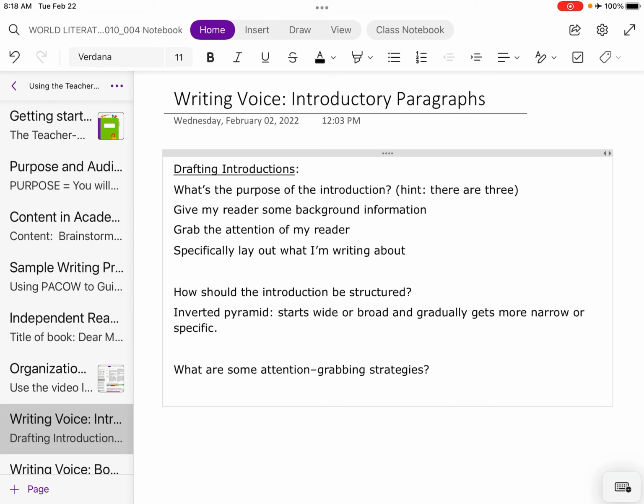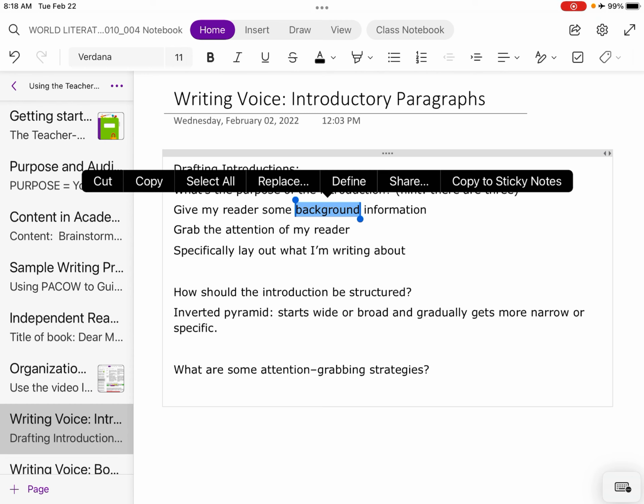So in an introductory paragraph, I don't want to start with my thesis statement because that's the most specific sentence that's going to be in the introductory paragraph. What I want to do is introduce, going back up to this background information, the ideas or the topics that I'll be talking about in a broader or general sense. And then I'm going to get a little bit more specific with each sentence.